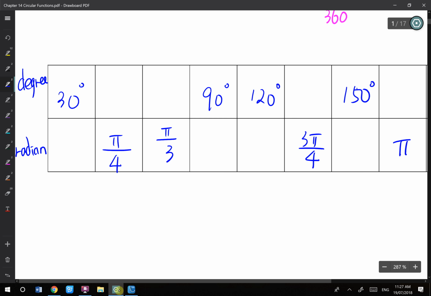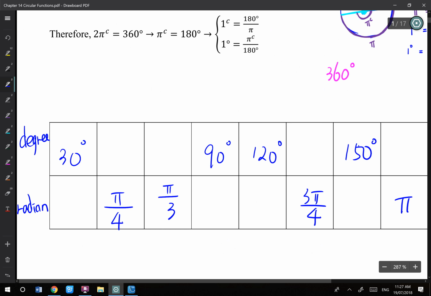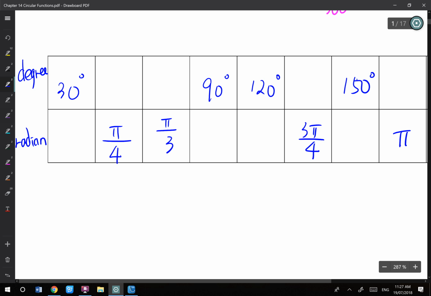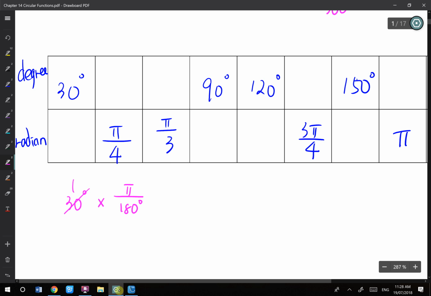So 30 degrees. Now you can see it is degree converting into radian. So what we should do is 30 degrees times pi over 180. That is 30 times pi over 180, and you can see we cancel that. That's a 6. So we have pi on 6 here.